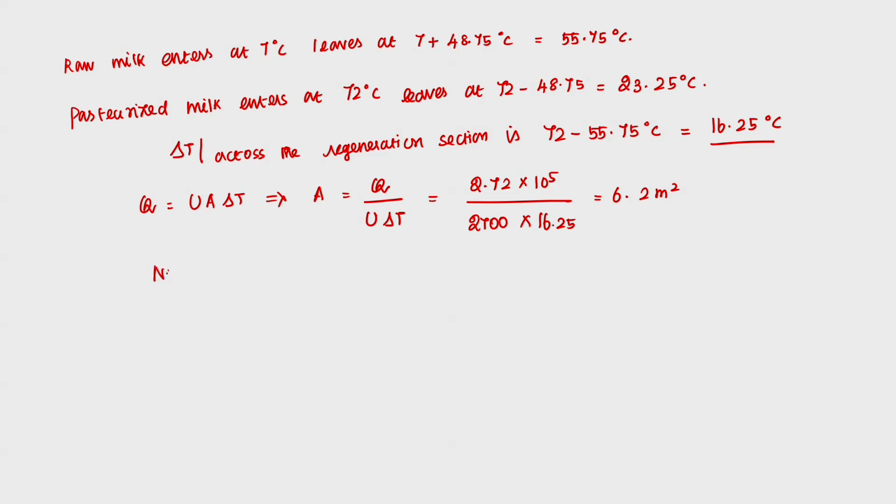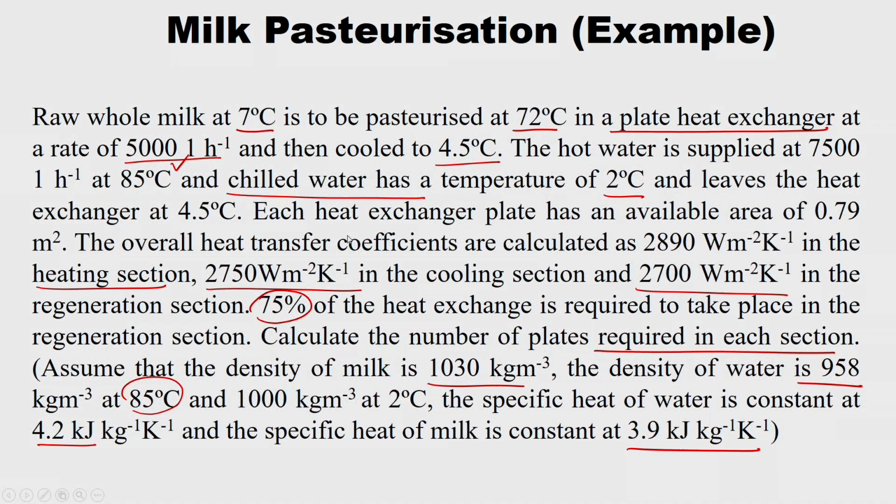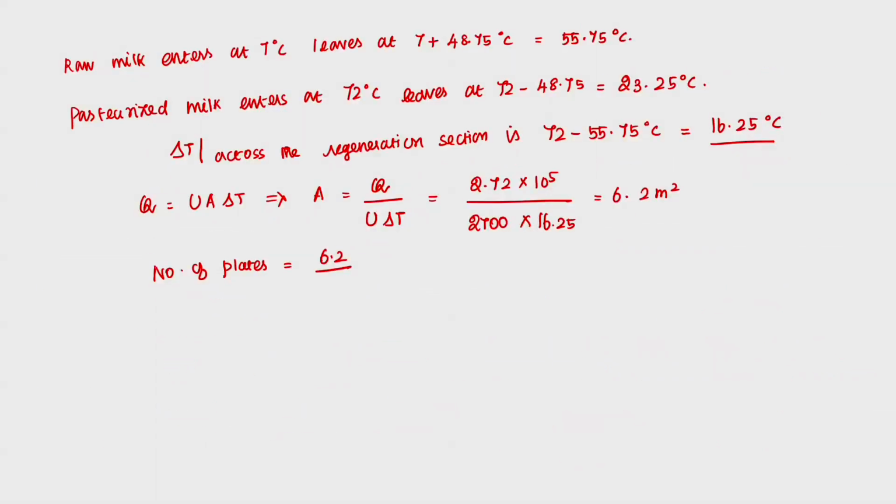So, the number of plates is nothing but 6.2 and each plate area is given, I guess here somewhere, yeah, 0.79. So, 6.2 divided by 0.79 comes around approximately 8 plates. So, in the regeneration section, the number of plates required would be 8 plates.